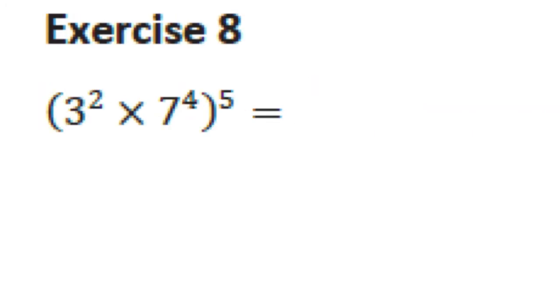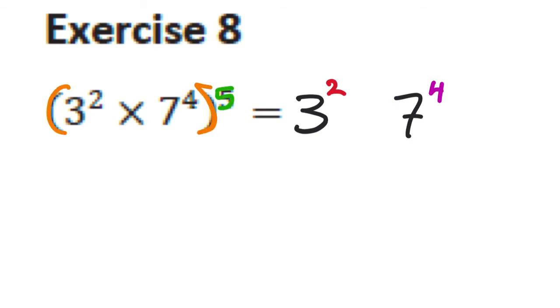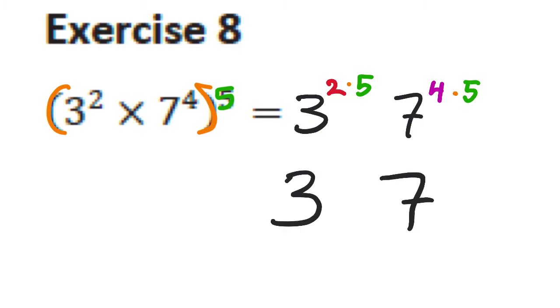All right, so exercise 8. Here I got bases of 3 and 7. Now on the inside of that parentheses, the 3 has an exponent of 2, and the 7 has an exponent of 4. So with the 5 here on the outside of the parentheses, I'm going to have to multiply the 5 by both exponents. So that'd be 2 times 5 as the exponent of 3, and as the exponent of 7, 4 times 5. So I'm not changing the bases, and I keep those the same, 3 and 7.